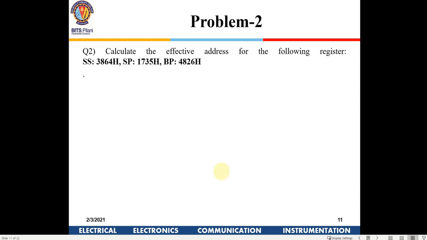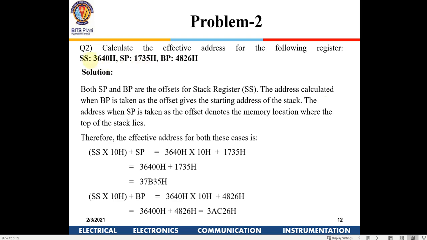Now coming to the effective address of the stack pointer, by default this would work with SP. Without the override, there is a provision to put BP also, and by default you can go beyond SP and BP, but the first preferred thing will be SP automatically. So you have to calculate the offset: 3640 into 10 plus 1735. Here also you need to be careful with your hexadecimal addition.